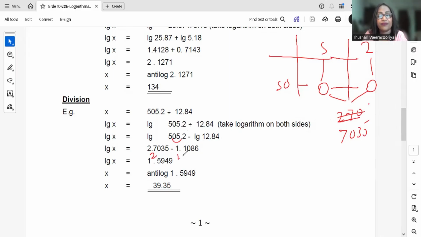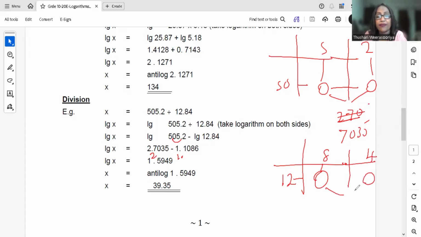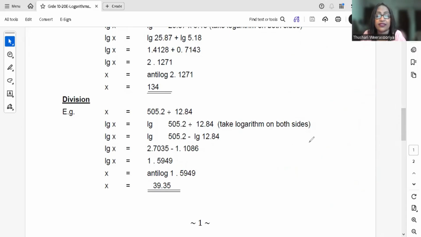Now go to the next one. Characteristic value is 1. Now go to this one. 12 and 8. Very easy. What's the corresponding value? And there is the remaining one, 4. You find that value and add them. There you get 1086. Then the characteristic value is 1, so 1.1086. Then you subtract these two. There you get 1.5949.